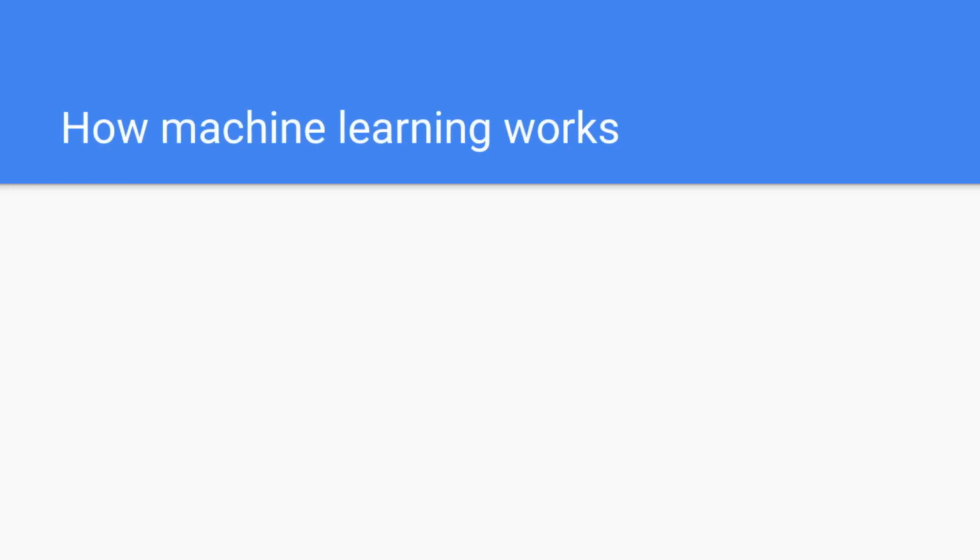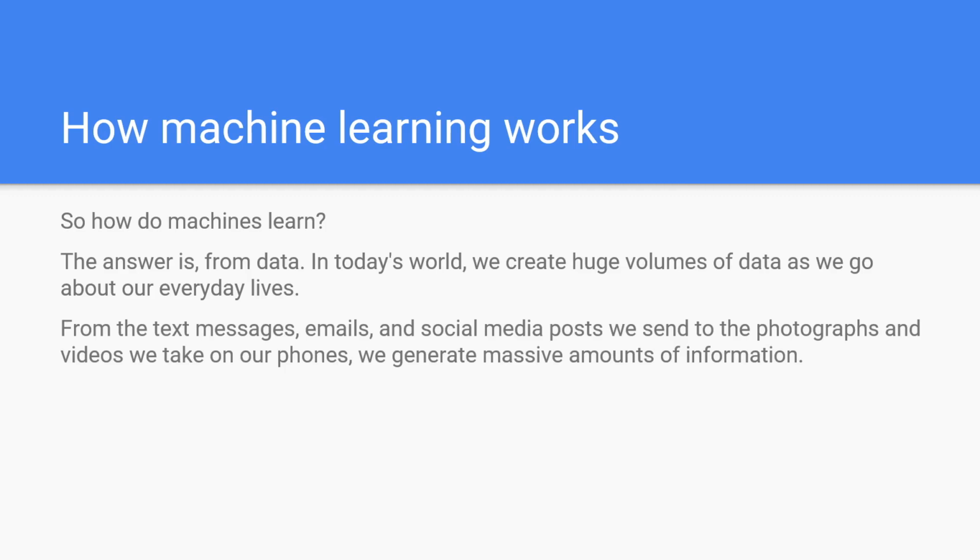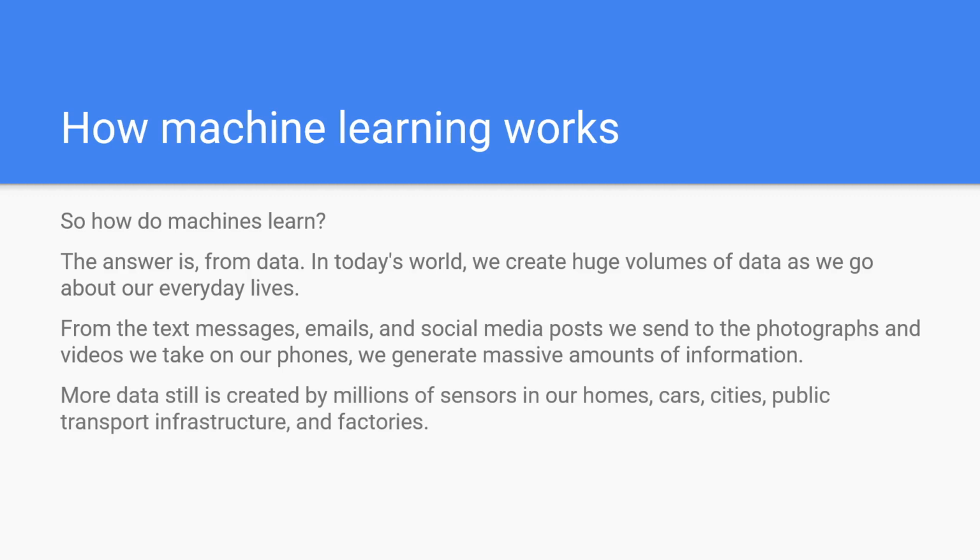So how does machine learning work? So how do machines learn? The answer is from data. In today's world, we create huge volumes of data as we go about our everyday lives. From the text messages, emails, and social media posts we send to the photographs and videos we take on our phones, we generate a massive amount of information. More data still is created by millions of sensors in our homes, cars, cities, public transport infrastructure, and factories.